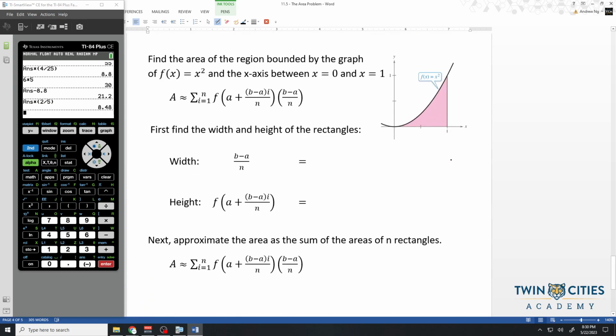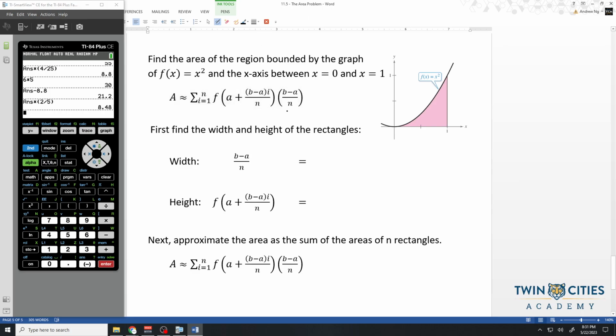Let's try that. Find the area of the region bounded by the graph of f of x equals x squared and the x-axis between x equals 0 and x equals 1. Now, it doesn't say using a number of rectangles, so we're assuming that we're going to be using an infinite number of rectangles, or we're letting the limit of n approach infinity.